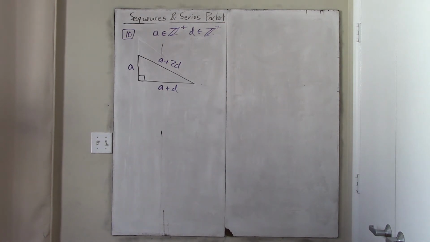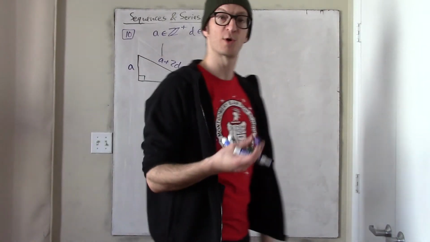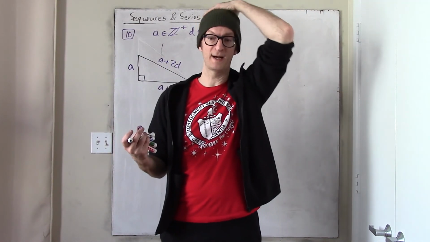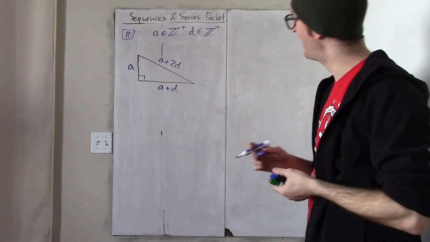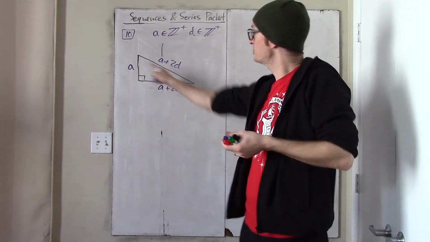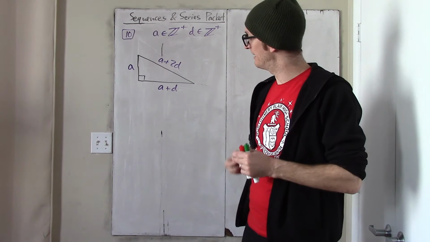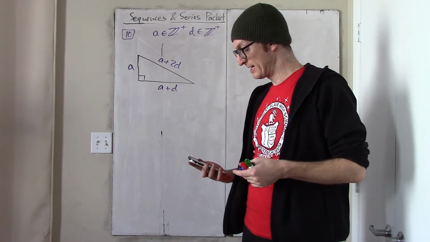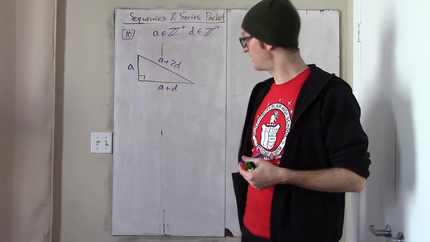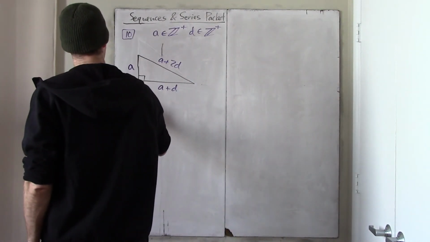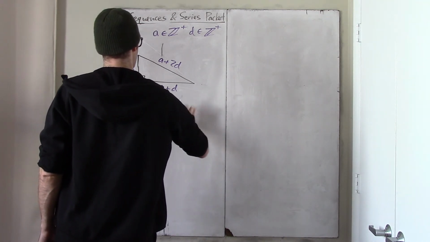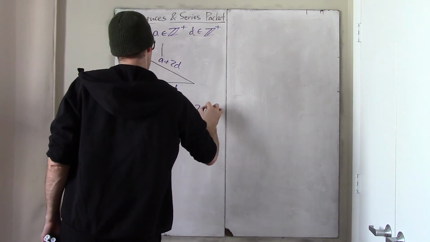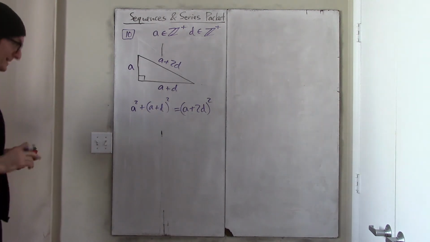Okay, once you're there, maybe it's not that hard because there's only really one thing to do now. And notice it says find all right triangles. So I don't want to just find one right triangle. I want to find every single right triangle which meets this property. There's only one thing governing the relationship between the lengths of the sides of a right triangle, and that is the Pythagorean theorem. So, let's do it. What does the Pythagorean theorem say? It says a squared plus (a plus d) squared equals (a plus 2d) squared.